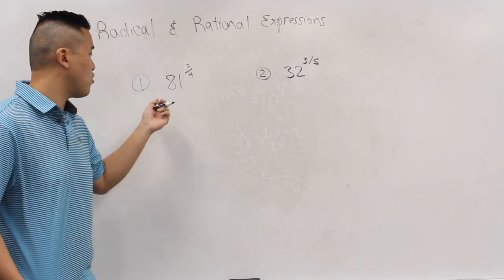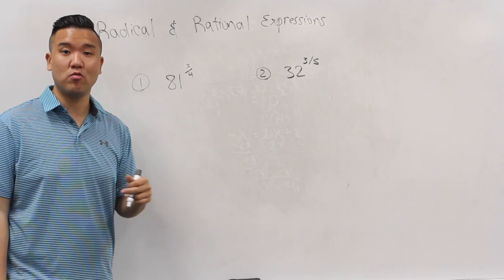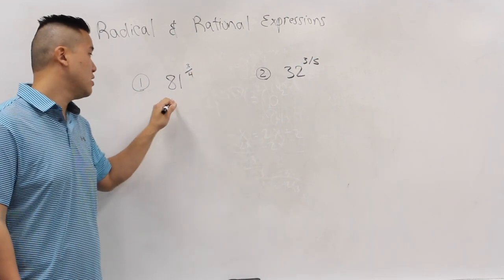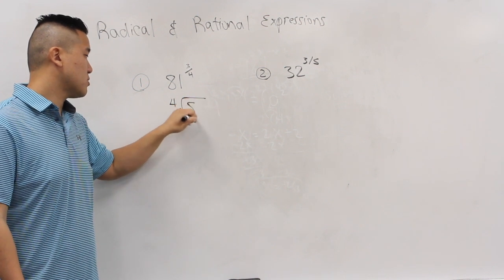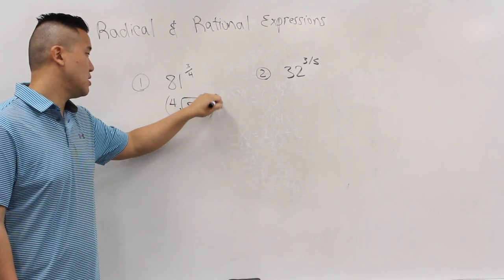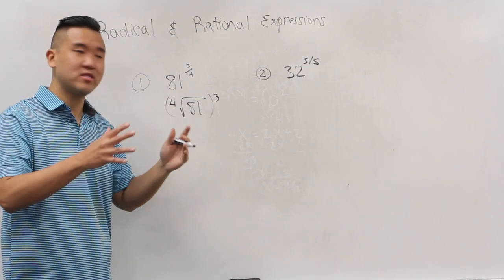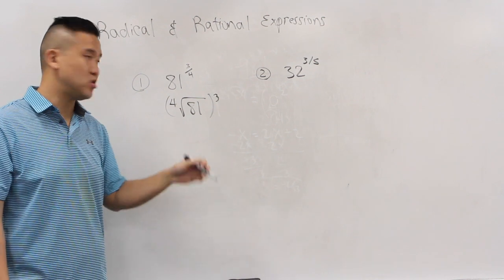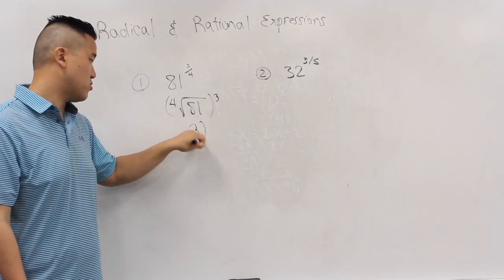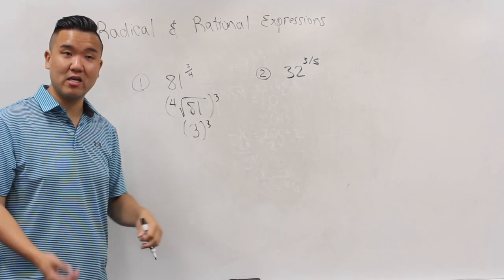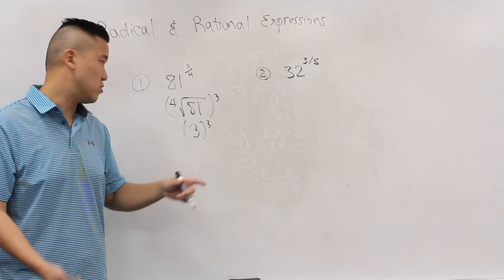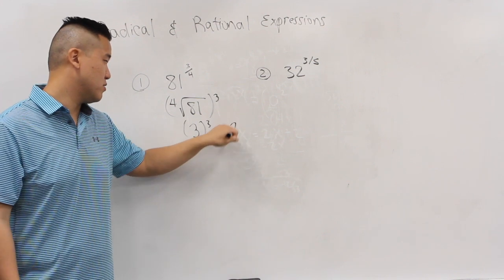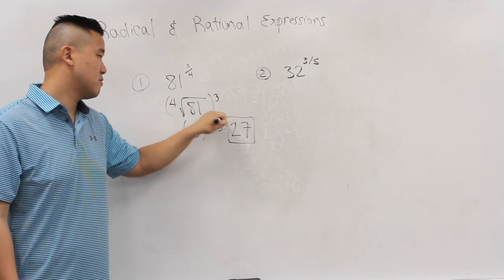So 81 to the 3/4 power. Which one's my power? Which one's my root? Power over root. To rearrange this, you should write it as the 4th root of 81, quantity to the 3rd power. What times what times what times what gives you 81? That's 3. 3 times 3 is 9, 3 times 3 is 9, 9 times 9 is 81. And then 3 cubed: 3 times 3 is 9, 9 times 3 is 27. So that is your answer there.